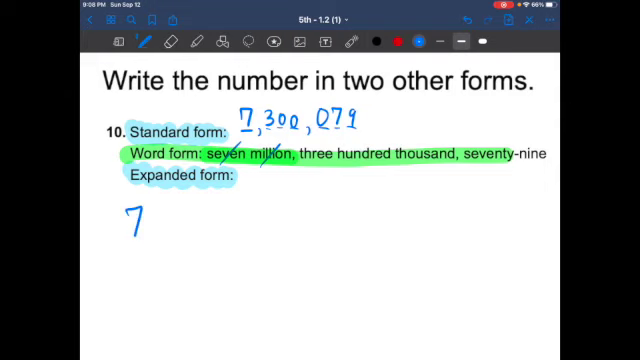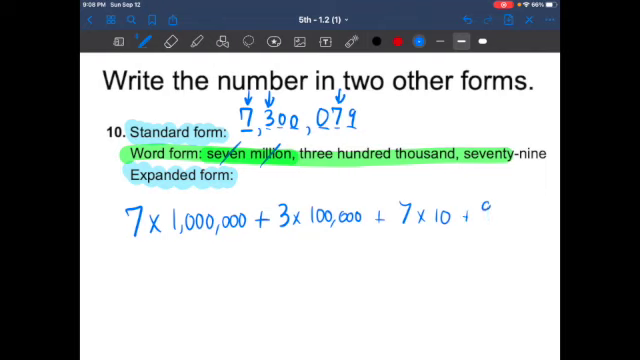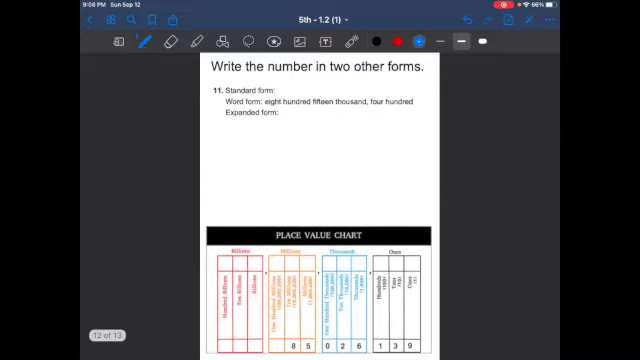So we have 7 times, right? And what is the place value here? That is 1 million. So 7 times 1 million plus we have 3 times 100,000. That's the place value. Plus 7 times 10, right? Because that's the tens place. Plus 9 times 1. So that, ladies and gentlemen, is how we did expanded form. Let's try another one. We got 2 more to do. Let's see what we can do.